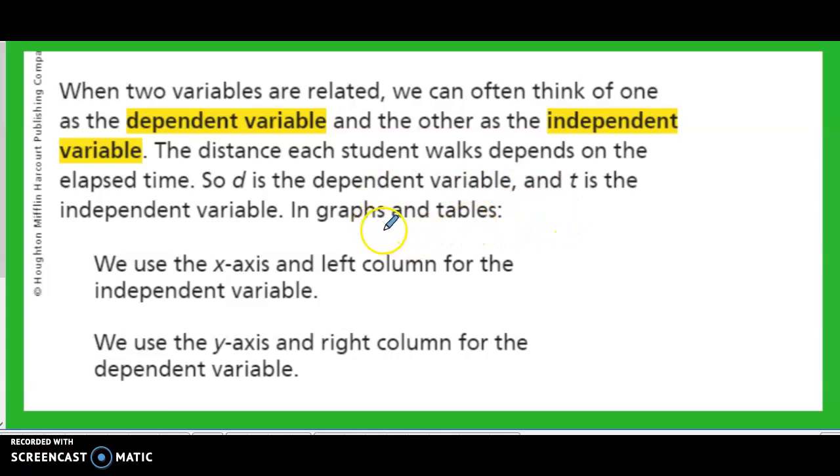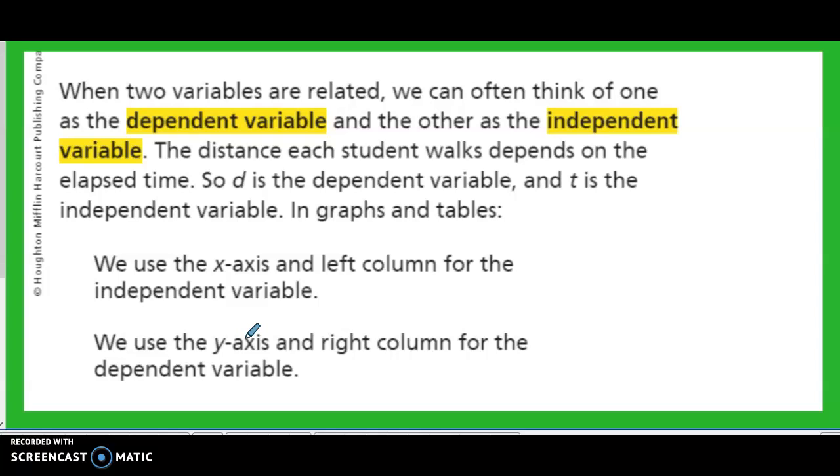So in a graph, whatever you decide to be the independent variable can stand alone. It doesn't matter what the other variable is doing. That label, that unit of measure, has to be your x-axis when we graph, in other words, the horizontal line of your coordinate graph. The y-axis is where your dependent information goes.